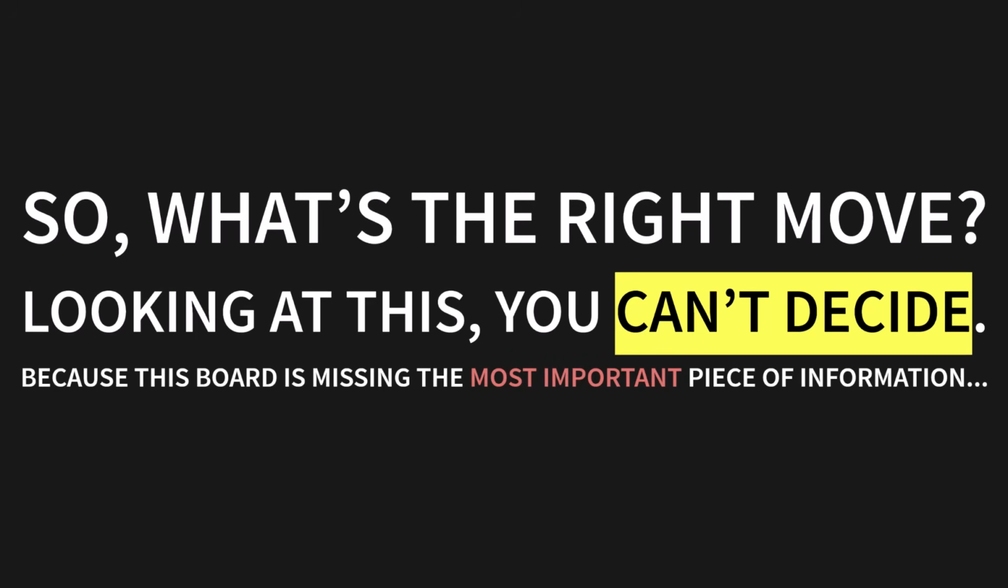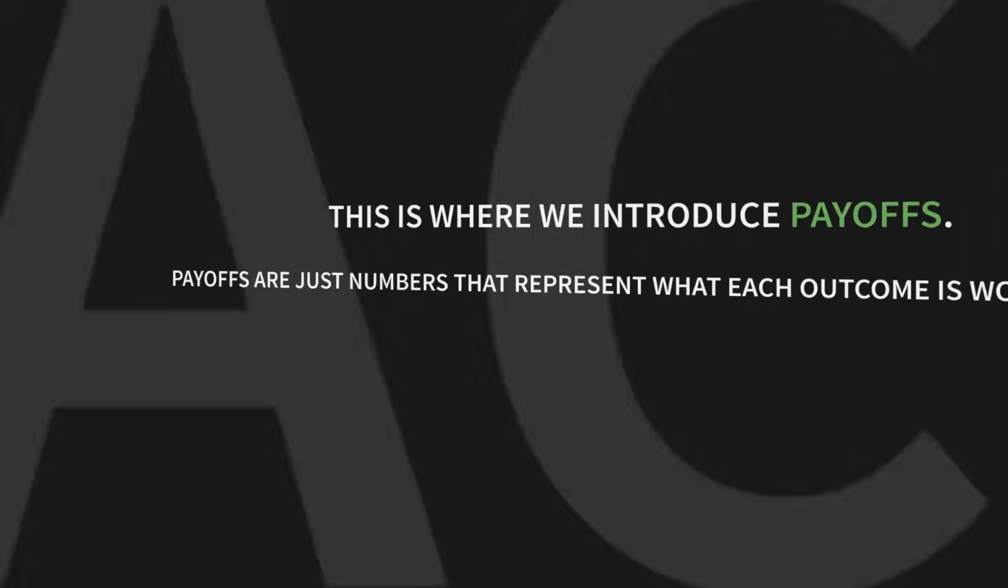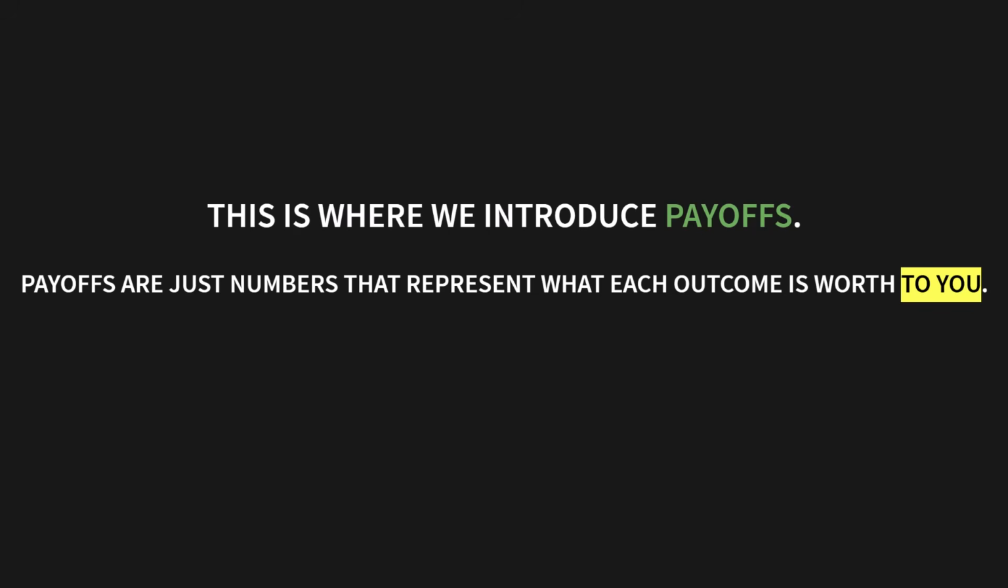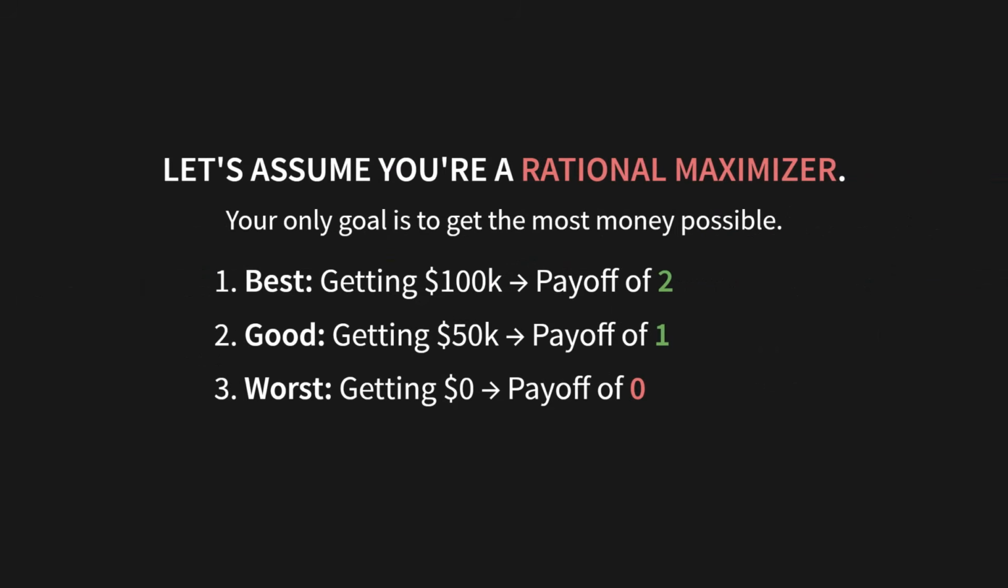Looking at this, you can't really decide because this board is missing the most important piece of information. What do you actually want? This is where we introduce the idea of payoffs. Payoffs are just numbers that represent what each outcome is worth to you. A higher number simply means a better outcome. Let's assume for a moment that you're a rational maximizer. Your only goal is to get the most money possible. So your preferences are pretty clear.